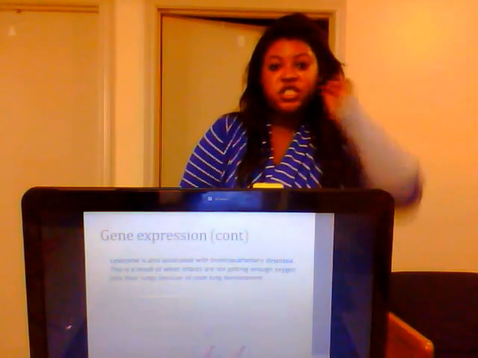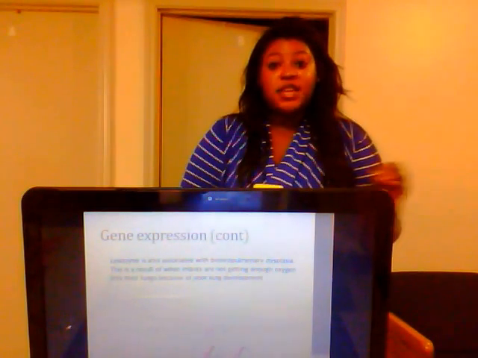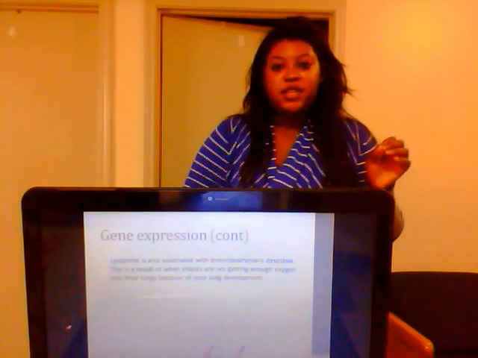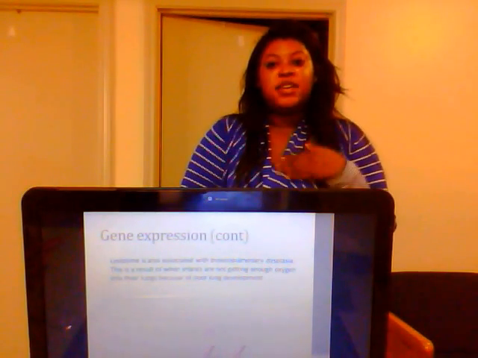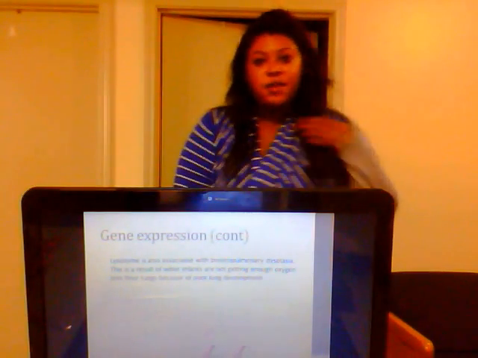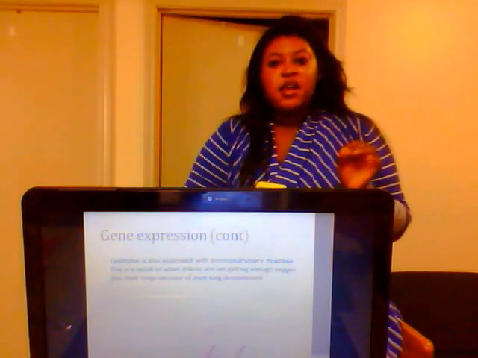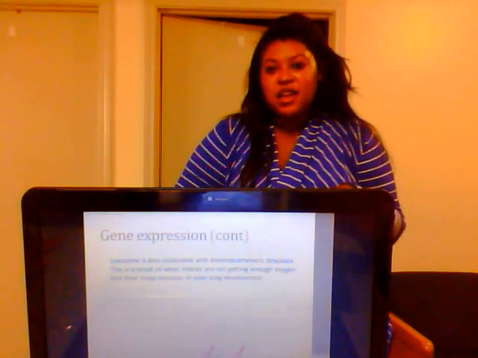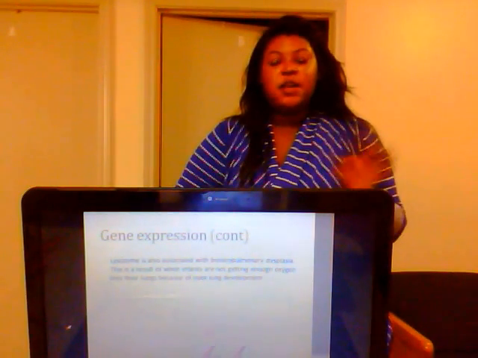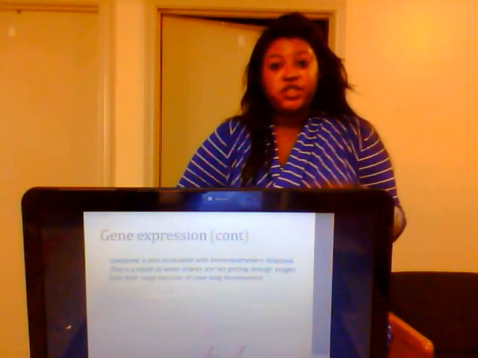But there's research that in bronchopulmonary dysplasia, which is when infants can't get enough oxygen because their lungs weren't fully developed, it found that infants that had this disease had a major decrease in lysozyme compared to babies that were normal. So they said there's some major correlation between those two.